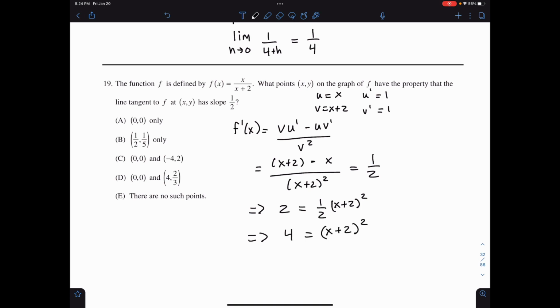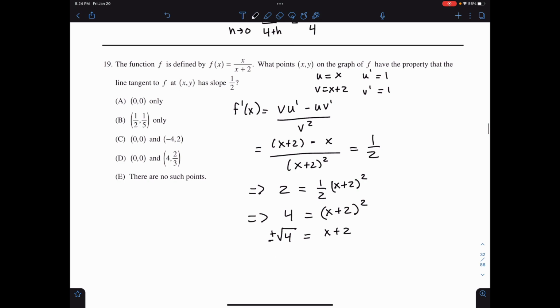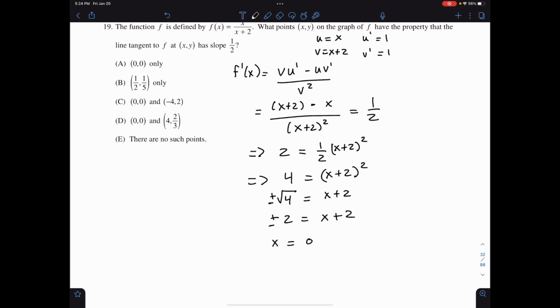Now if I unravel the square by taking the square root, I get plus or minus the square root of 4 is equal to x plus 2. So I have plus or minus 2 equals x plus 2. And when I solve that out, I get x is equal to 0 or negative 4.